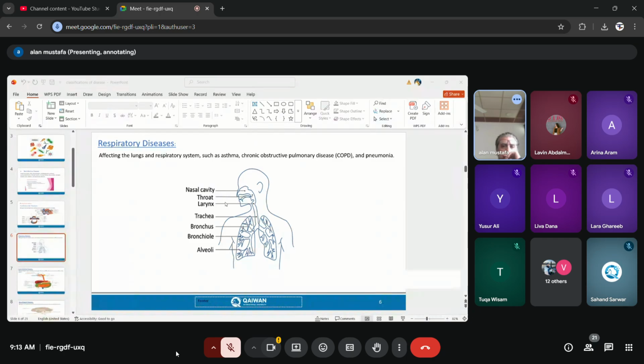So in the respiratory system, if you look at the picture, usually we divide the respiratory system into the upper part, the upper respiratory system, and the lower. The lower is the lungs. So when we have an infection in the lungs, this is called pneumonia. And sometimes pneumonia, especially in the elderly, is very hard to treat. It's a very severe infection.